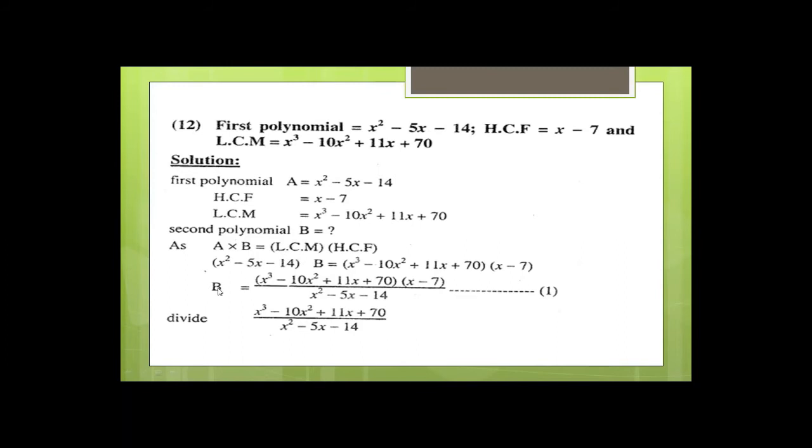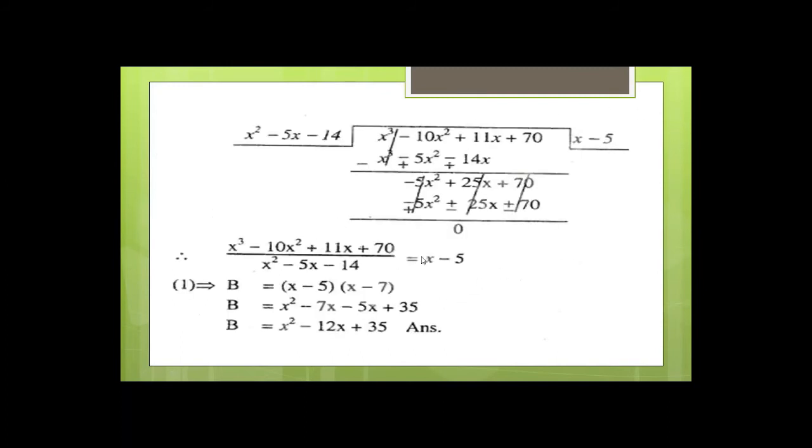Now the equation will become: b, the second polynomial, is equal to LCM multiplied by HCF upon the first polynomial. Now put the values. This is the value of LCM, this is the value of HCF, and this is the value of the first polynomial. Now you have to simplify this equation by using any method you know. The method applicable here is that we will divide the LCM, x cube minus 10x square plus 11x plus 70, by the first polynomial, x square minus 5x minus 14. By using the division method, we get x minus 5.